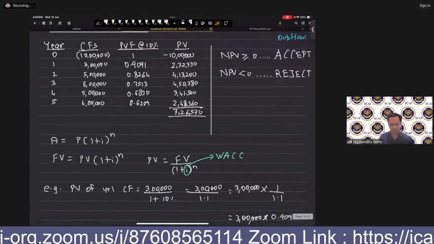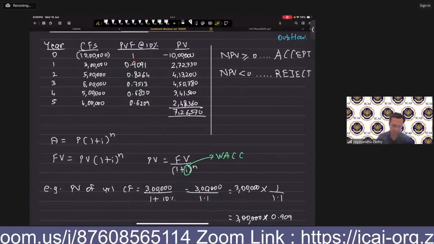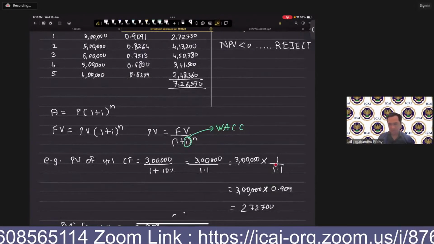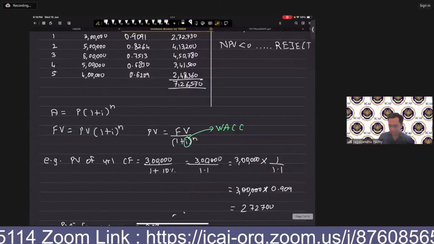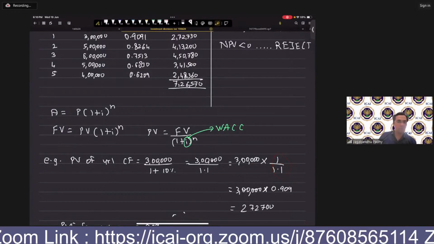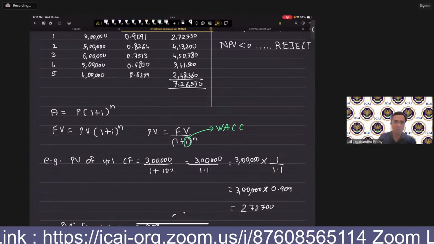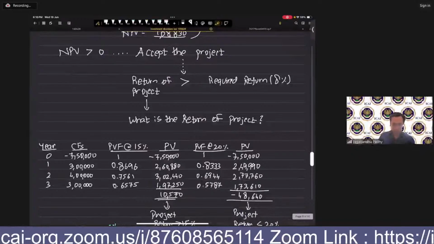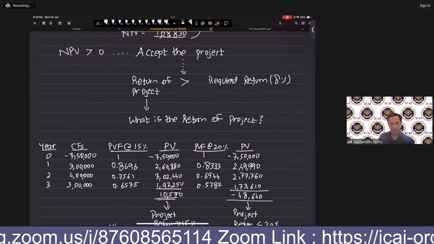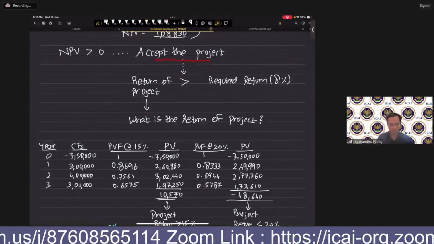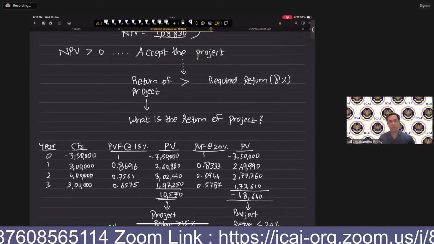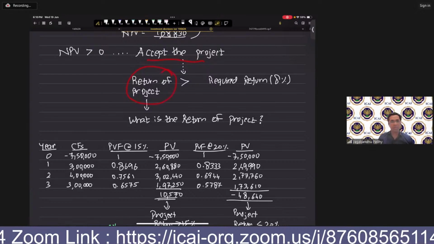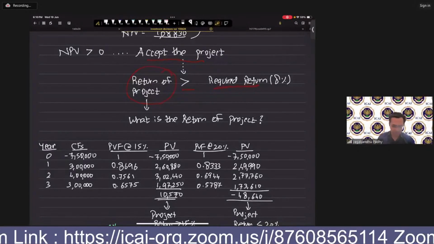We have seen how to calculate these present value factors in the last class, wherein we just have to divide 1 by 1 plus the rate. So if it was 10%, we just have to divide 1 by 1.1. For multiple years, we just have to use the equals key on the calculator. Then we said that since the NPV was greater than 0, we concluded that we should accept the project. Another conclusion from this decision was that we are accepting the project because the return of the project is higher than the required return.